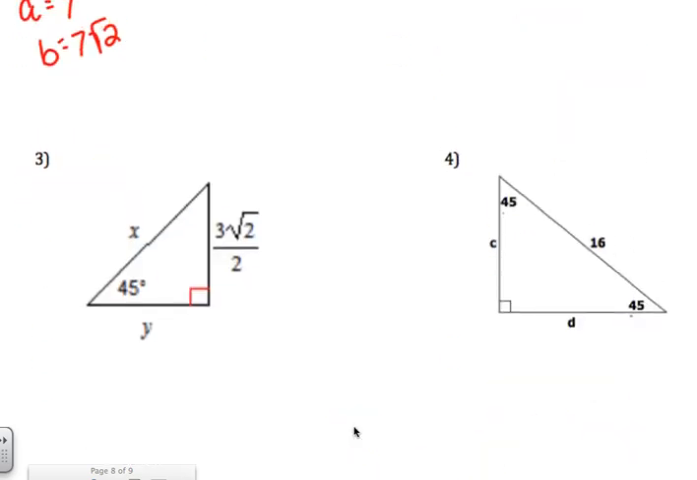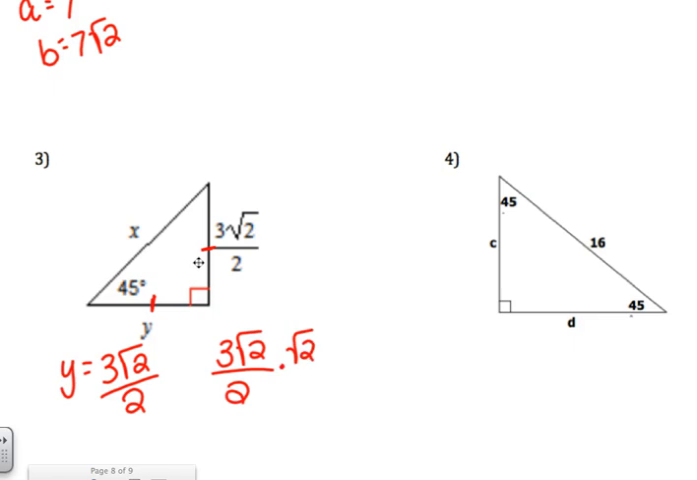So on number 3, again, I've got a 45, 45, 90 triangle, and they gave me the side length. So I know this side and this side are the same. So I know y is going to be 3 square root of 2 over 2. Now to find the x, that's going to be the hypotenuse, and I'm going to have to multiply by the square root of 2. So I'm going to have 3 root 2 over 2, and I want to multiply by the square root of 2.